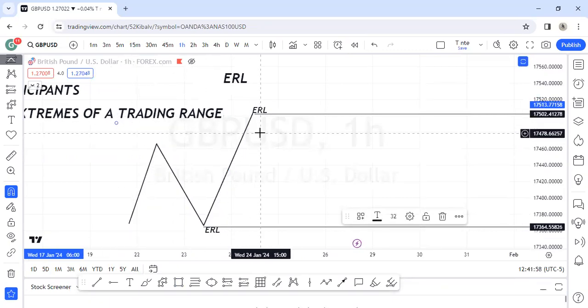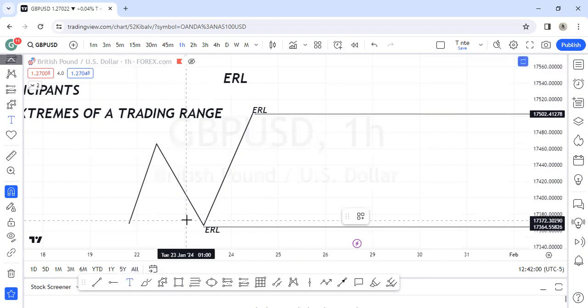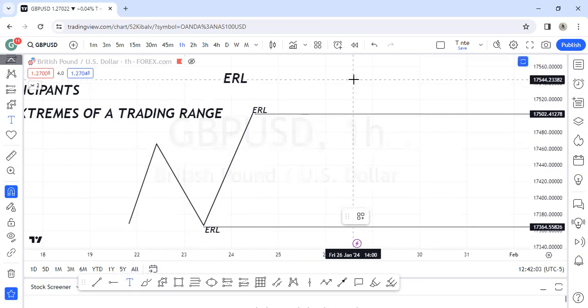Extremes of a range. A range is defined as the distance between the last low and the last high. That is referred to as a range: the difference between the last low and the last high.